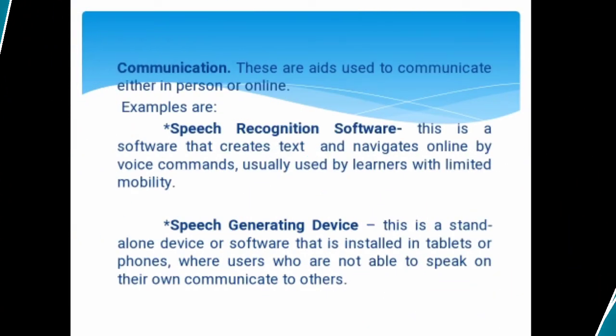So now let's come to communication, the other example of assistive technology. Communication aids are used to communicate either in person or online. So what are the examples of communication aids? The first one is speech recognition software and the second one is the speech generating device. What is speech recognition software? This is software that creates text and navigates online by voiced commands. It's usually used by learners with limited mobility.